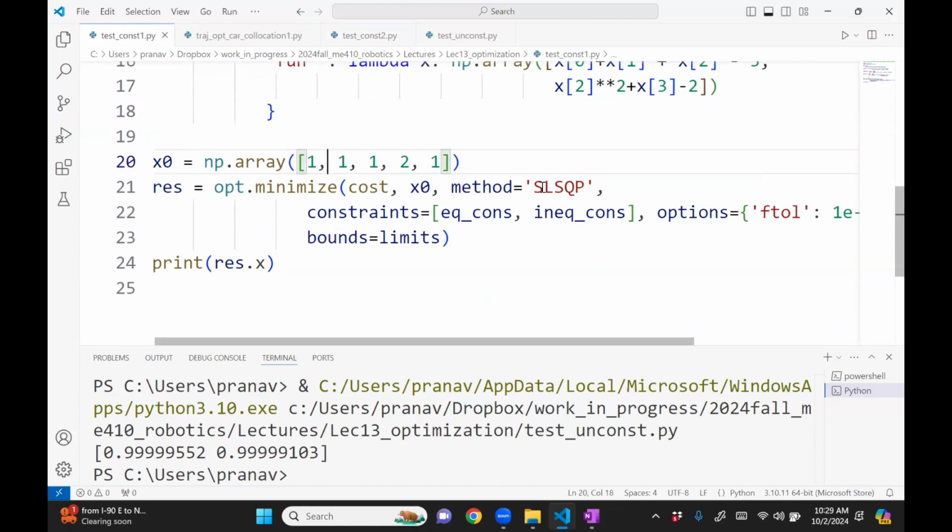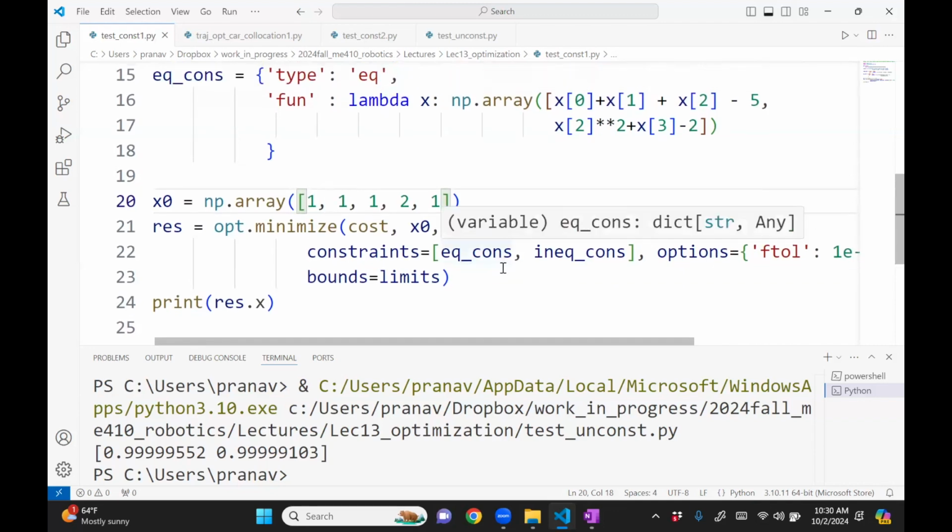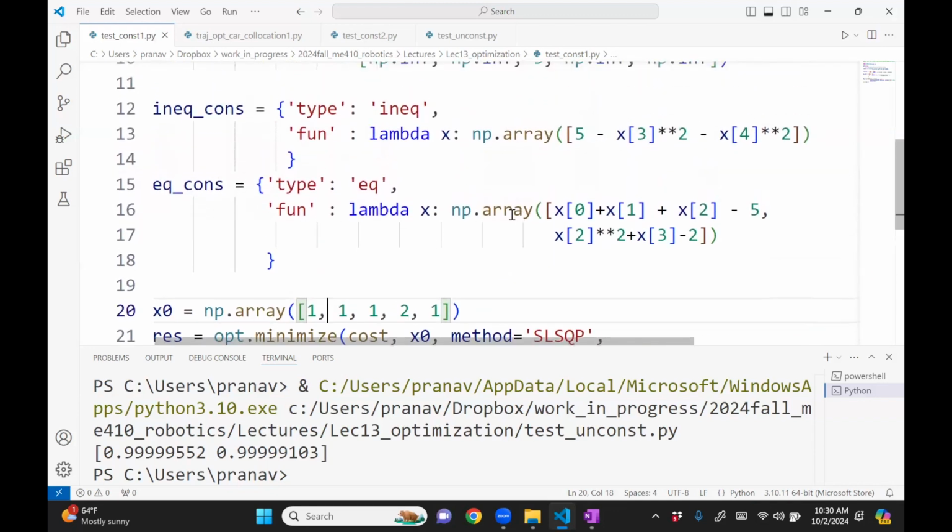Same thing, but depending on the method you use, you need to specify it slightly differently. So here, this one uses SLSQP, also known as sequential quadratic programming, the SQP. You need to specify the cost. You need to specify x0, the initial variable. So I've specified 1, 1, 1, 2, 1. It needs you to specify equality and inequality constraints as one function argument. So in this case, I put all the equality constraints like this. You can see it's type equality, so you're explicitly telling the optimizer these are the equality constraints. There are two of them.